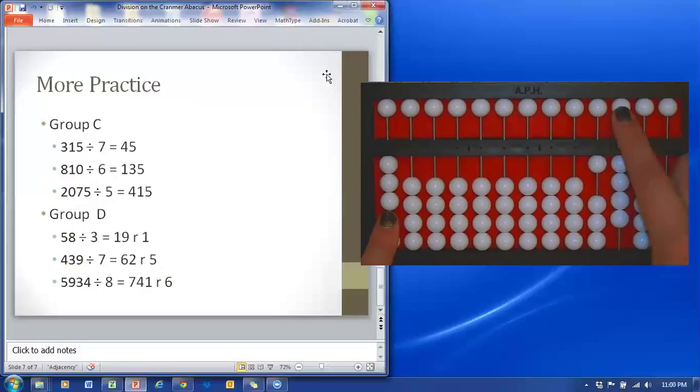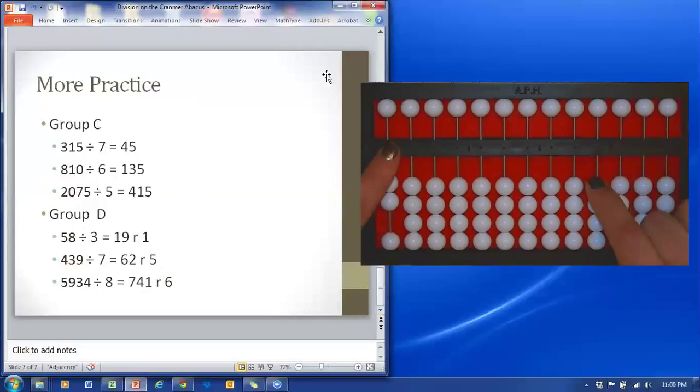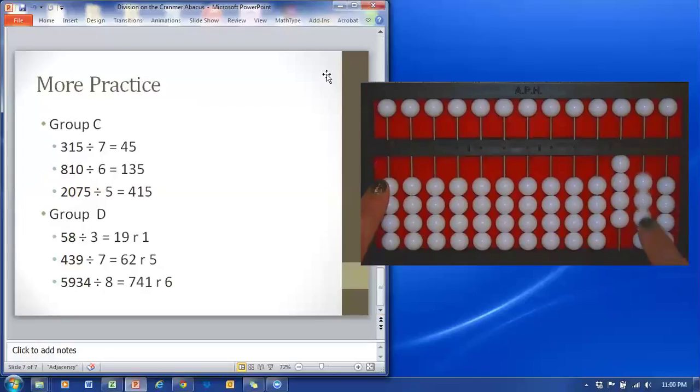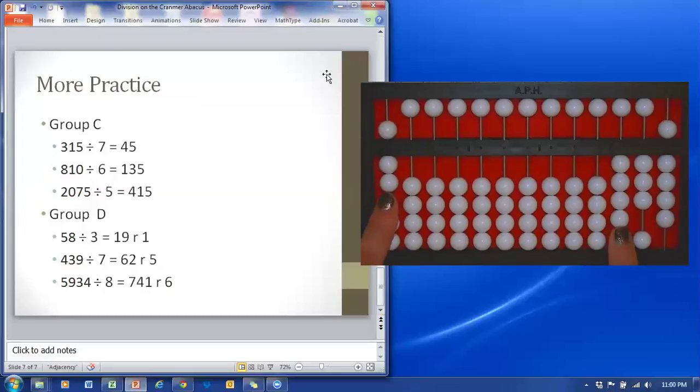Looking at the second problem, a 3-digit, I have 439 divided by 7. First of all, will 7 go into 4? And it won't because it's too big. Will 7 go into 43? So my finger should be on the 3. It does. It goes in there 6 times.